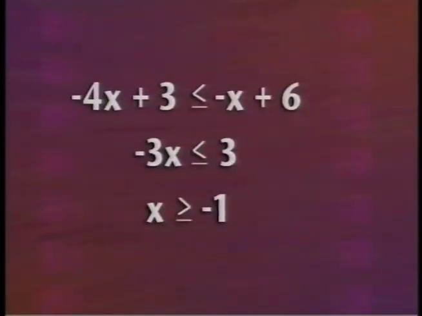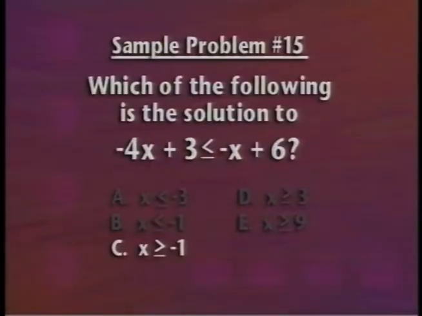Let's add a plus x to both sides to get negative 3x on the left-hand side. Add minus 3 to both sides to get 3 on the right-hand side. Let's divide by negative 3, remembering to reverse the sign of the inequality. This gives us x is greater than or equal to negative 1. Answer C.